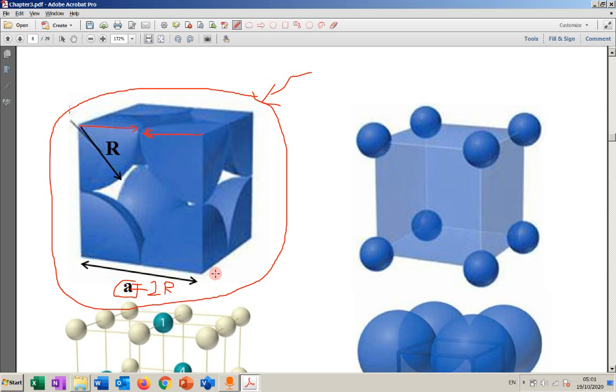R is the radius of the element. So if I want to calculate the density of this one, if I know the element, I can calculate the density or the volume. We're going to come back to this one. And this is how a chemist, Mendeleev, basically calculated density and those things. We call it theoretical density. If I know the crystal structure, we can calculate theoretical density.